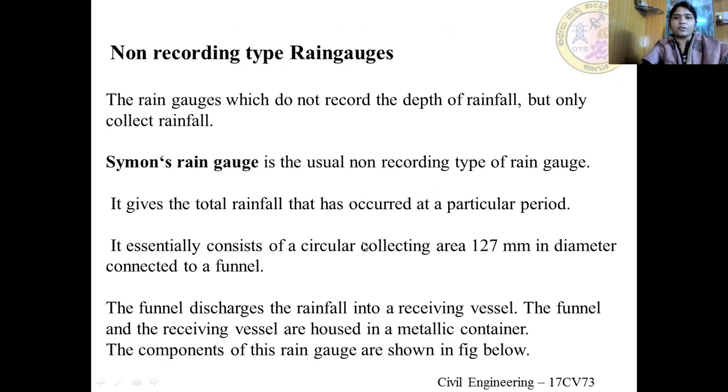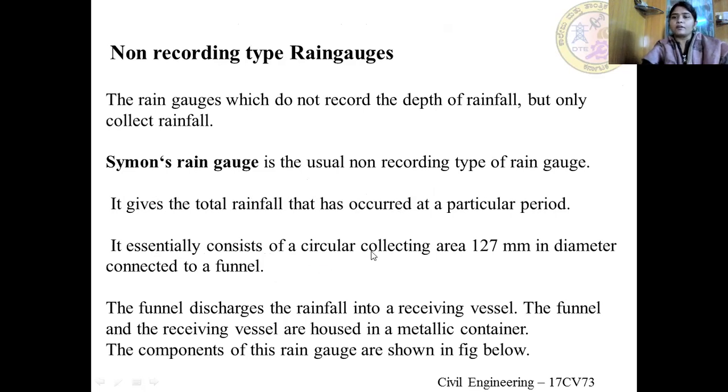So let me move to the next slide. Coming to the first type, non-recording type rain gauges. The rain gauges which do not record the depth of rainfall but only collect the rainfall are known as non-recording type rain gauges. The commonly used non-recording type rain gauge in our country is the Simmons rain gauge. It gives the total rainfall that has occurred during a particular period at a particular place.